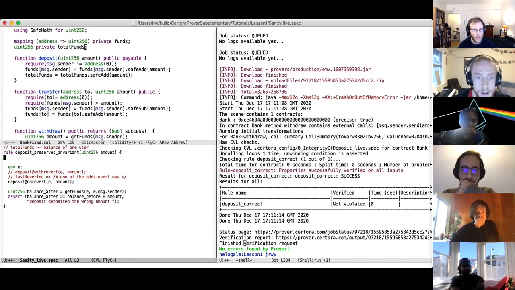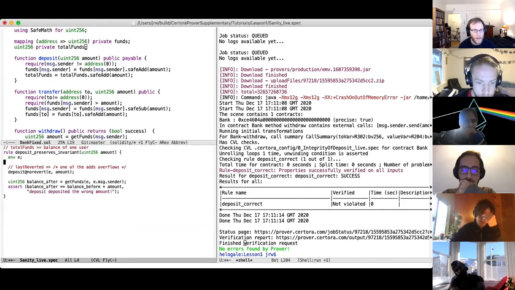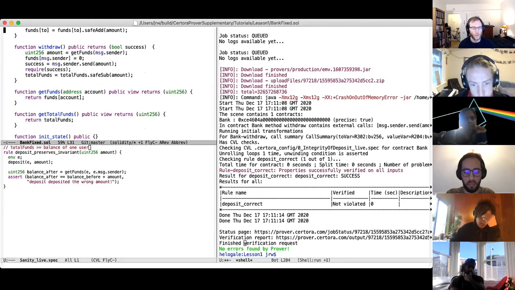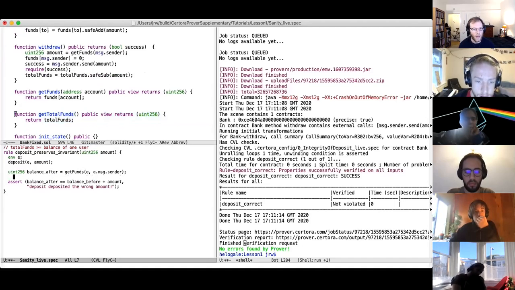Total funds. All I did was make a new file, copy paste our old rule, and rename it. Now I'm going to start editing it. Our invariant was that total funds is greater than or equal to the balance of one user. Let's get rid of all of this and go back to the default. Total funds is private, but we manually named the getter here, so we can invoke the getter. So we have the balance after, we have the uint256.